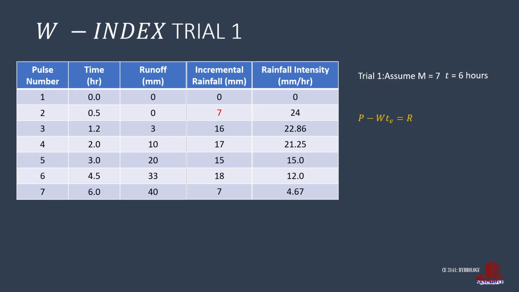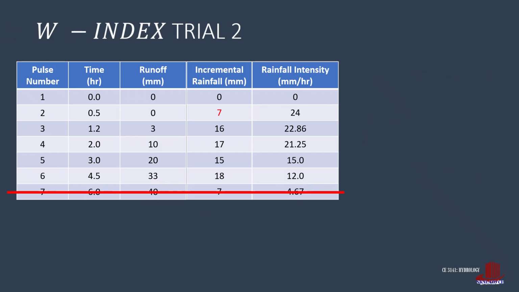With the function, precipitation is the summation of the incremental rainfall, which is 80 millimeters. R is the runoff after 6 hours. And since the column is the cumulative runoff, we take the last entry of 40 millimeters. The function then is 80 less 6W is equal to 40. The W index can be computed from 80 minus 40 all over 6, which is 6.67 millimeters per hour. This value is greater than the intensity of the 7th pulse, which means we continue with the iteration.